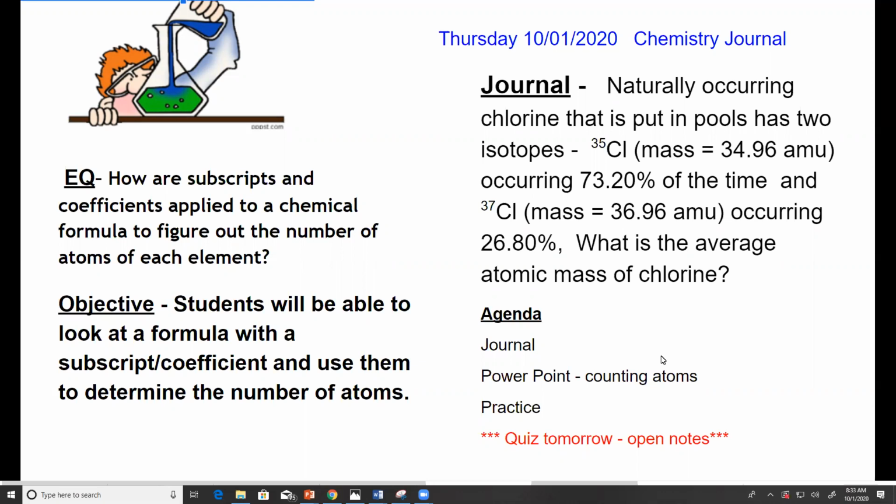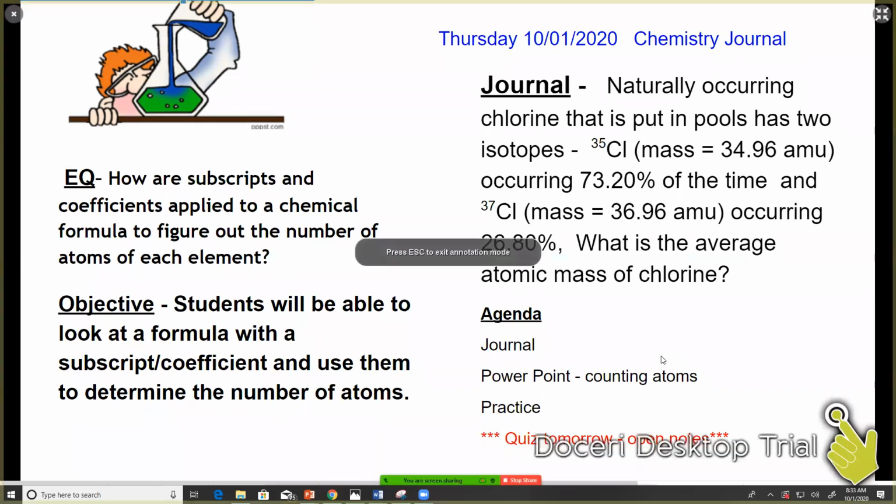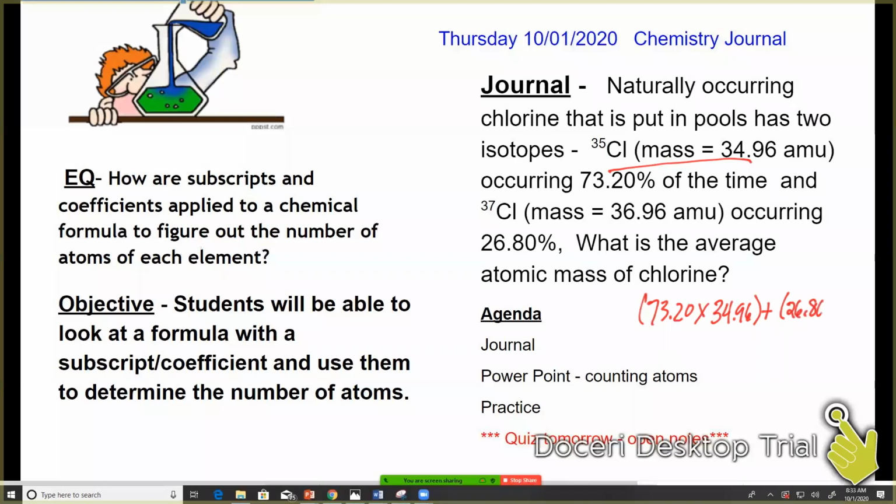Alrighty, so we said our first one was this one that went with the 73.20. And then my second, and if you would have done these numbers and switched them, it wouldn't have mattered because 2 times 3 is 6 or 3 times 2 is 6. And then my other one was 26.80 times 36.96. And then I would have divided all of that by 100.